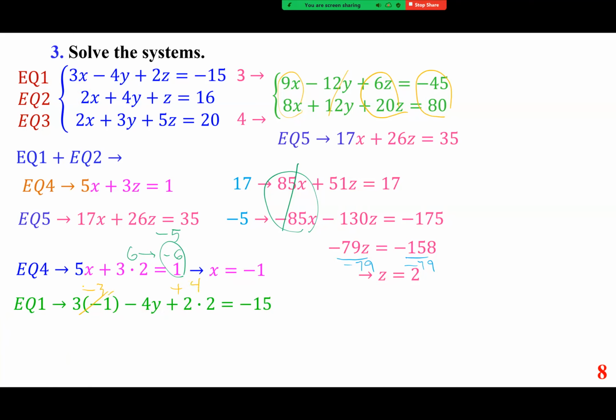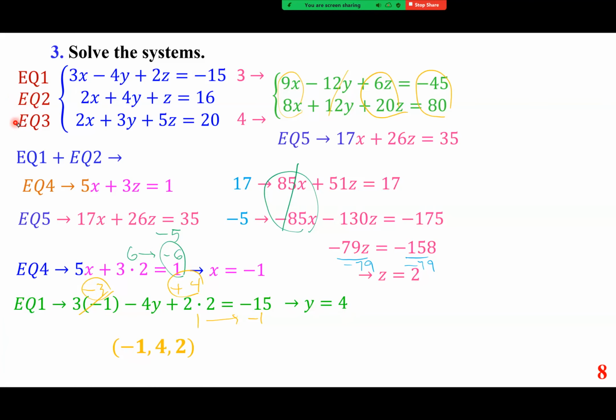So these two add up to 1 and go to the other side becomes negative 16 divided by negative 4, y becomes 4. And I like to put that in order so it becomes clear that x is negative 1, y is 4, and z equals 2. Needless to say, we use equation 1 to come up with the answer. We must check with equation 2 as well as equation 3. That's the beauty of math. You can check your work.